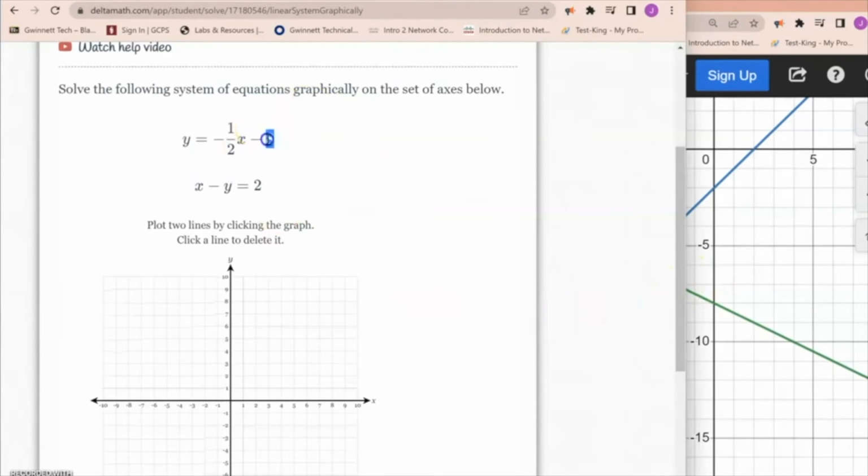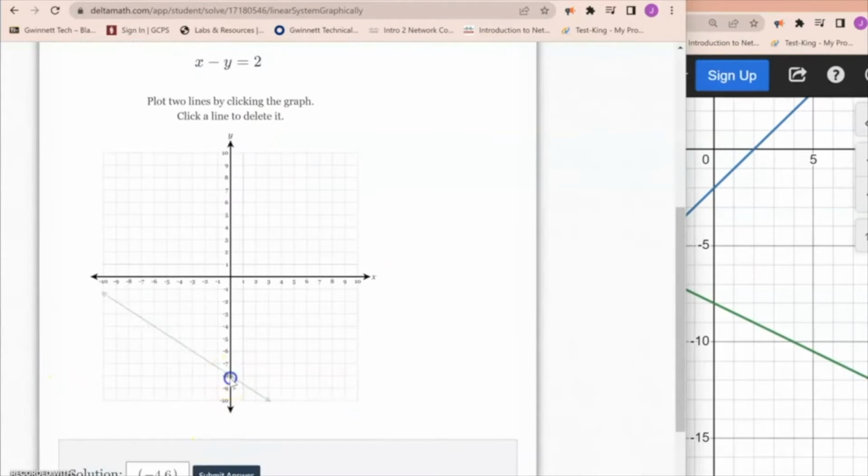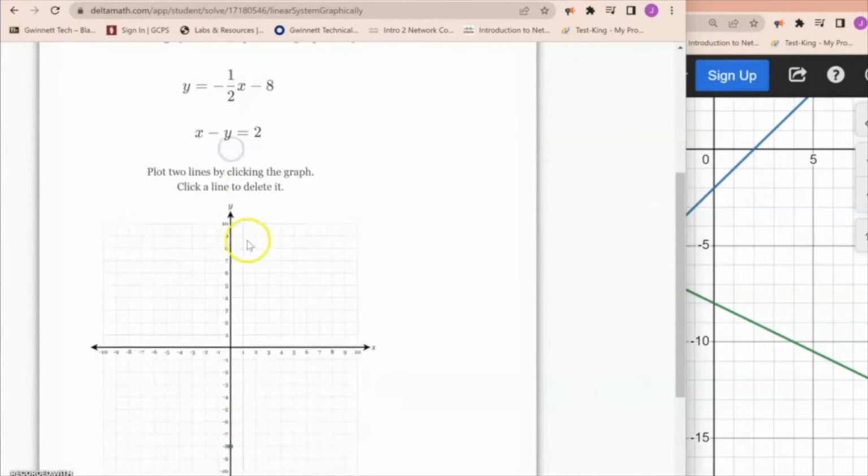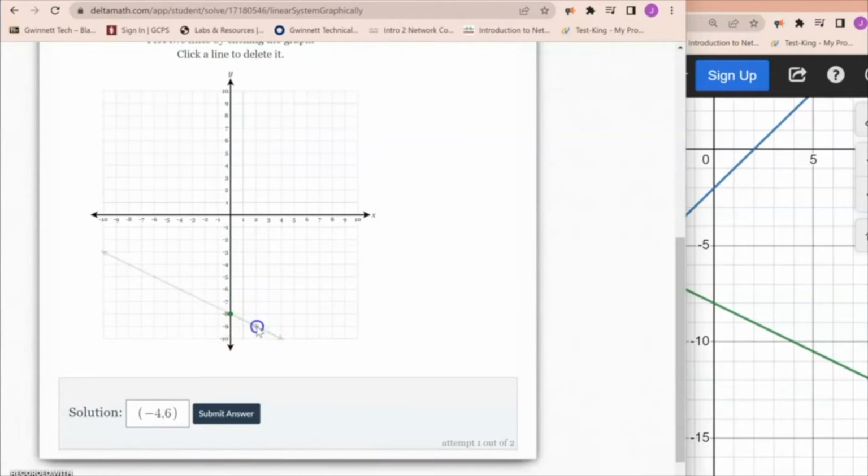So remember, this is your y-intercept. So you start at negative 8, and then this says you go down 1, right 2. Down 1, right 2. So that would be my graph. But again, you can just copy your graph straight from Desmos. So I'm going to go ahead and show you how to do that.